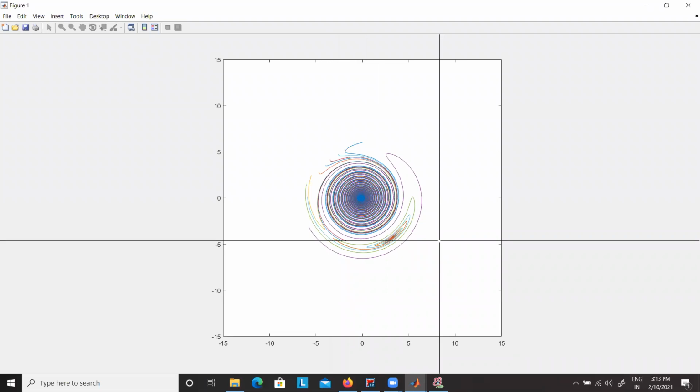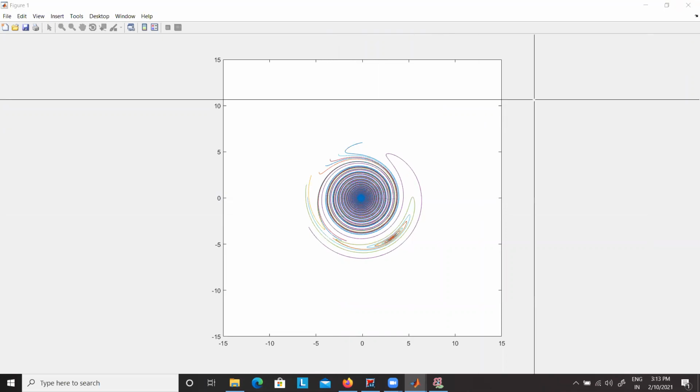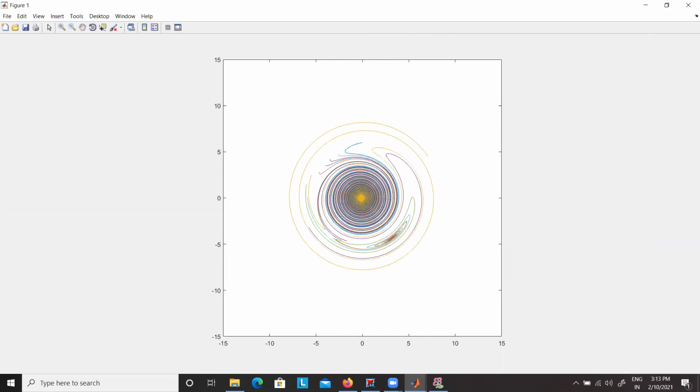Shall I do a continuation approximation to see where it intersects? Would you like to see that? Yes, sir. Okay, so let's do that.